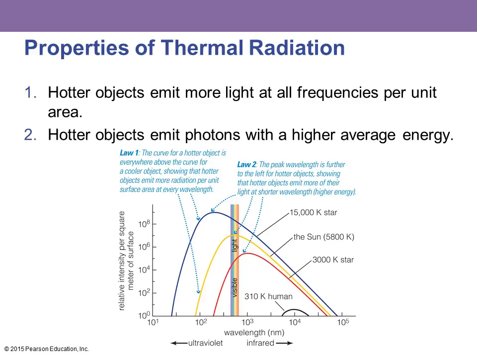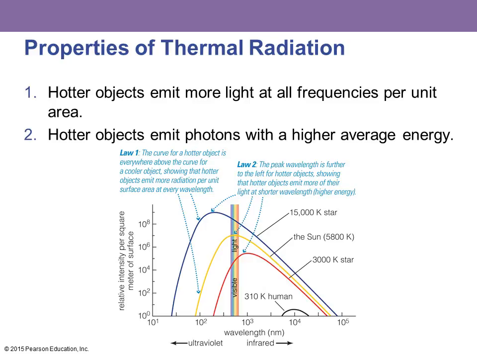Here's one that kind of describes it in a little different way. Three different objects. Hotter objects obviously emit more light at all frequencies. That's one rule about the hotter something is. And hotter objects emit photons with a higher average energy. So as you can see here, the wavelengths of light along the bottom show, and along the side here, relative intensity per square meter of surface.